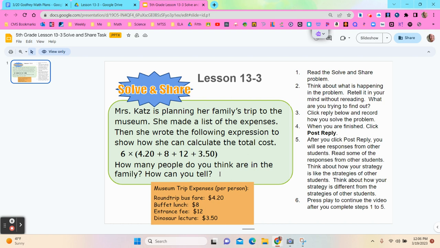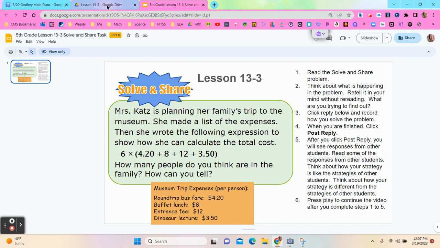How many people do you think are in the family, and how can you tell? Well, I'm thinking, based on this, because see right here it says the round trip bus fare per person is $4.20, and then the buffet is $8, the entrance fee is $12, and then the dinosaur lecture is $3.50. So I feel like that's the total cost for the trip, and then that must be times 6 because there's 6 people. You see that? That one's not too hard. You just got to think it through.